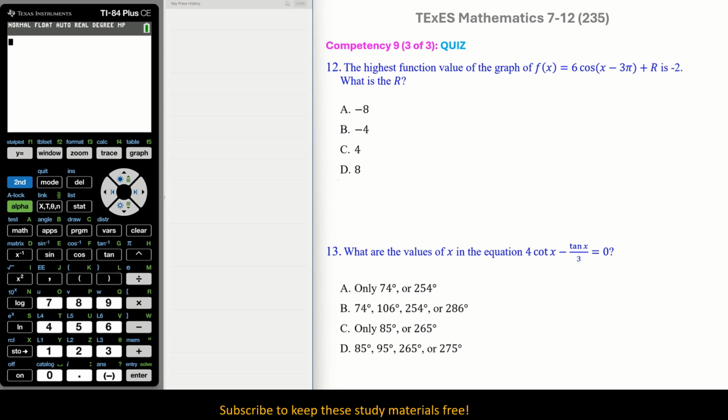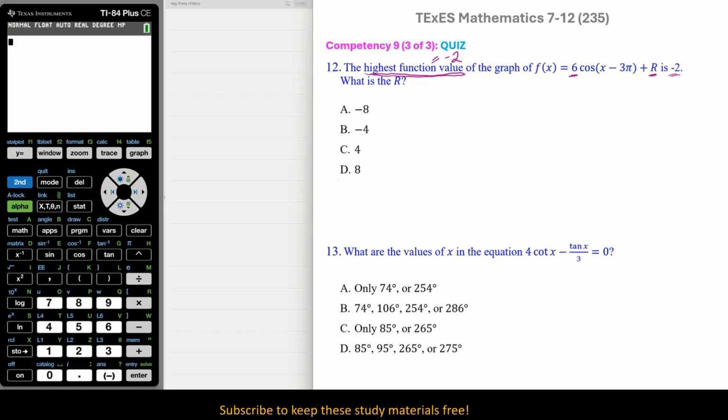Number 12. The highest function value of the graph of f of x equals 6 cosine x minus 3 pi plus r is minus 2. What is r? Okay, so with the way they worded it, this highest function value is actually the negative 2. So we have to think about that. And then they're asking for r, which in this situation, we just need the amplitude.